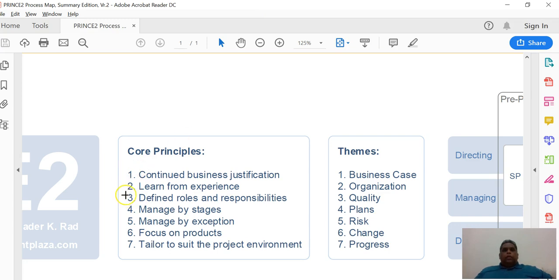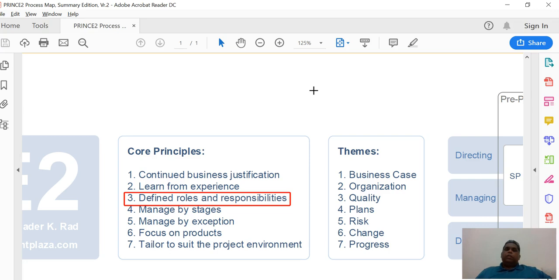The third principle is define roles and responsibilities. Now, one of the reasons why most projects fail is because of a lack of clarity on the roles and responsibilities. What is the role of a project manager? What is the role of, let's say, the project team lead? What's the role of a project sponsor? And it's very important that we define the roles and responsibilities of the various personnel involved in a particular project.